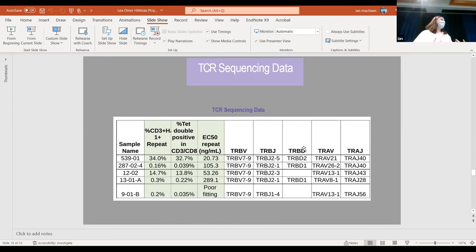So what we had to do was take the one with the highest affinity. That was what our first experiment was determining, which one has the highest affinity, take that cell, and then do our experiment with interferon gamma. So you don't really know which one's going to have a higher affinity until you actually do the test. But this is the sequencing data, which just shows the differences between them.